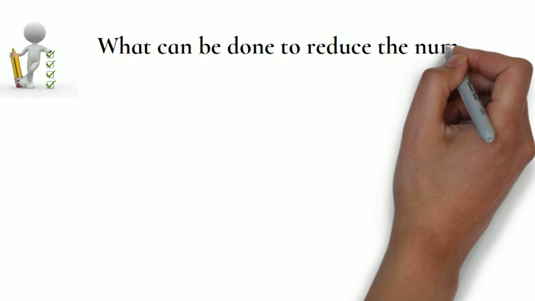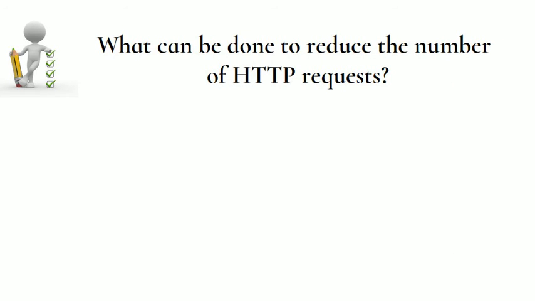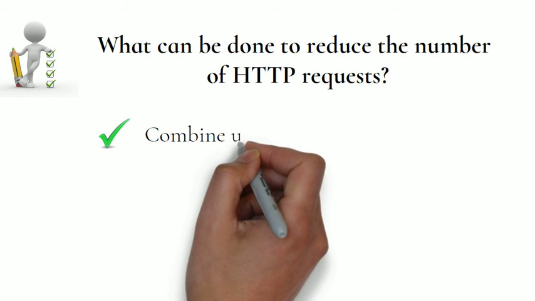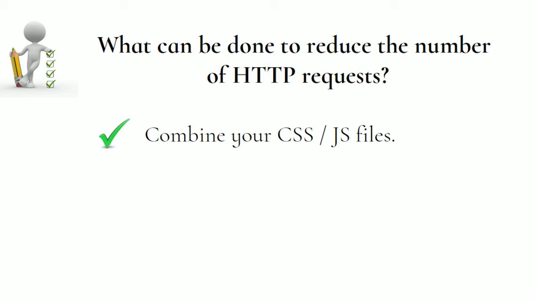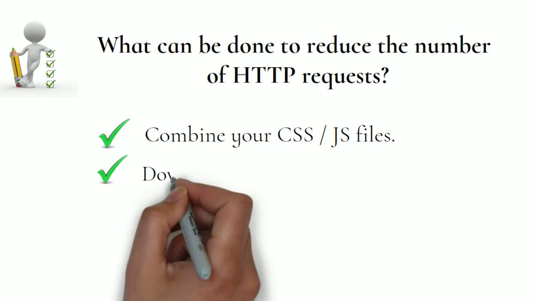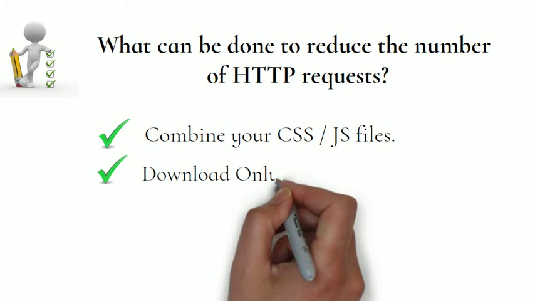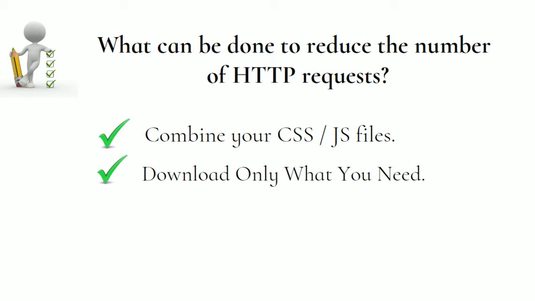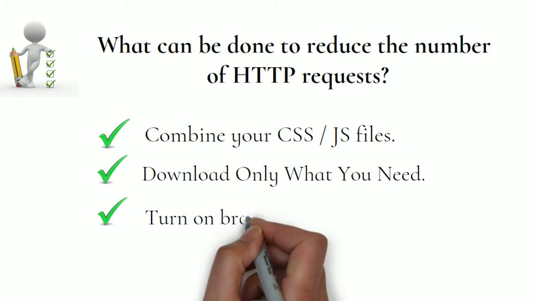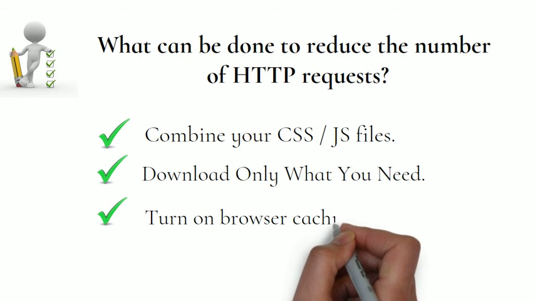What can be done to reduce the number of HTTP requests? First, you can combine your CSS or JavaScript files. You can combine them into one and not receive multiple files from the server. You can also make your CSS files smaller to increase loading speed. Download only what you need. Download all images only when you really need to. This technique is called lazy loading or loading on demand. For example, when a user visits your site, the images are not loaded at once, but are loaded at the moment when the client scrolls to that particular location.